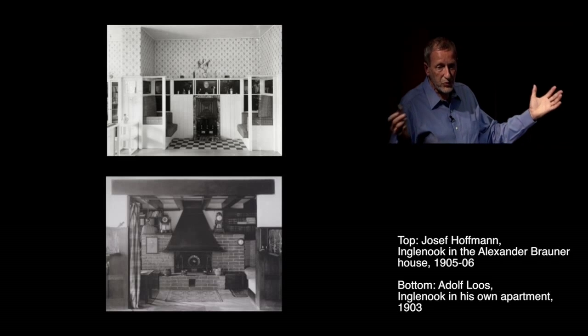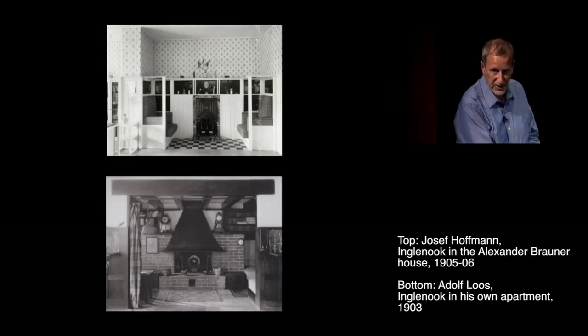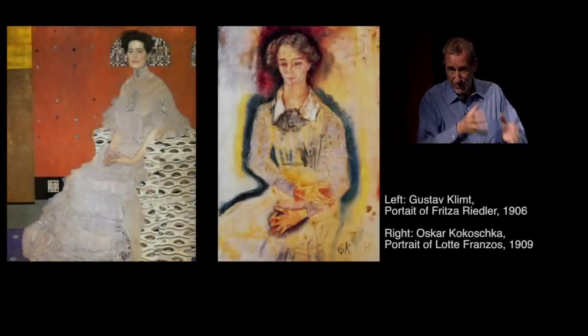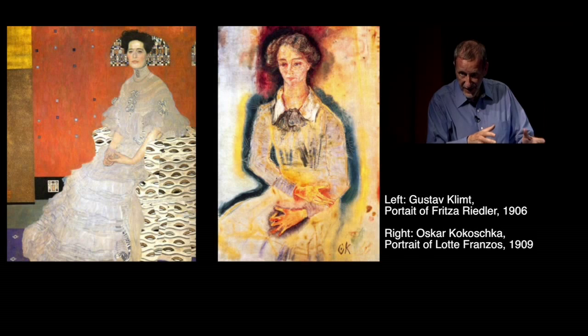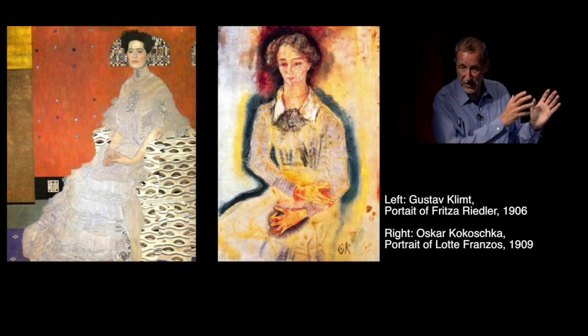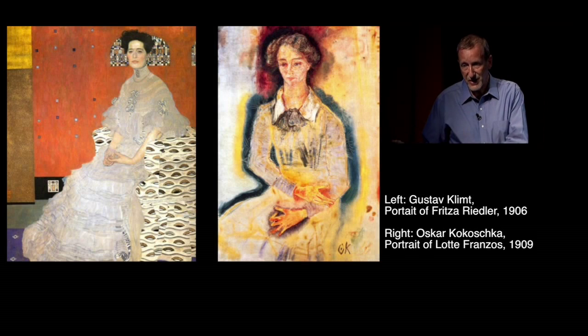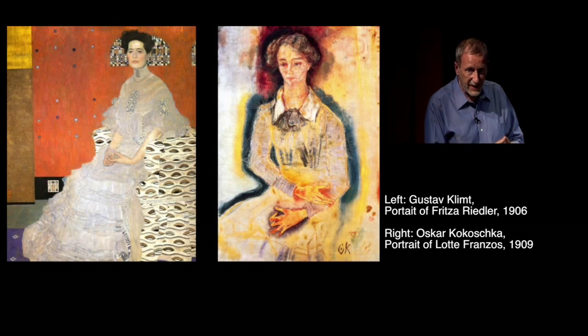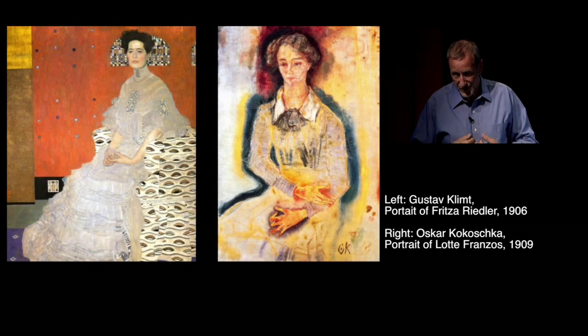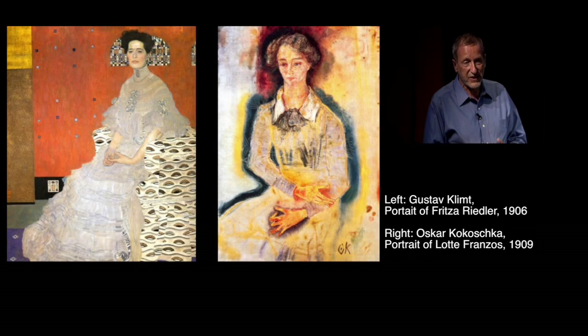Again, to show you these 2 different worlds, there are 2 camps, the Secessionists with Klimt and the Wiener Werkstätte and Hoffmann. The patrons of the Wiener Werkstätte are the patrons of Klimt, while the patrons of Loos are the patrons of Kokoschka. And it's with Kokoschka, really, it's about the inner world, not the outer world.